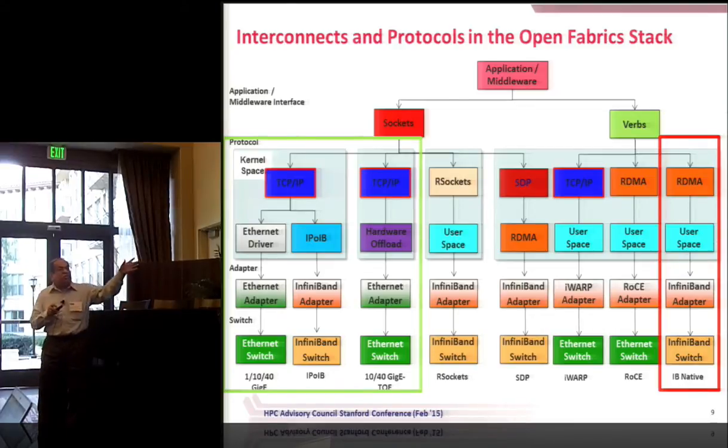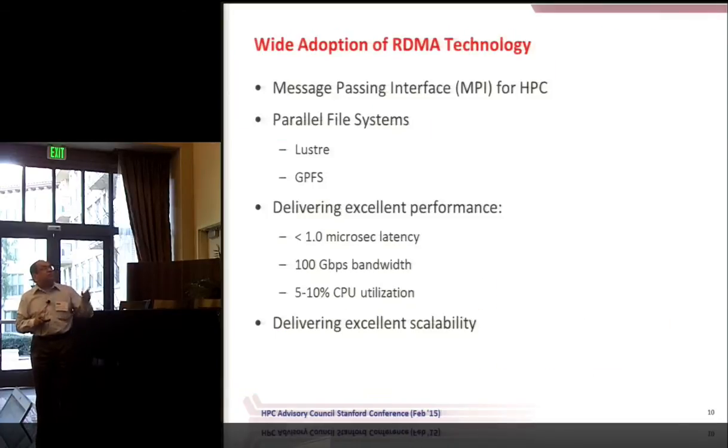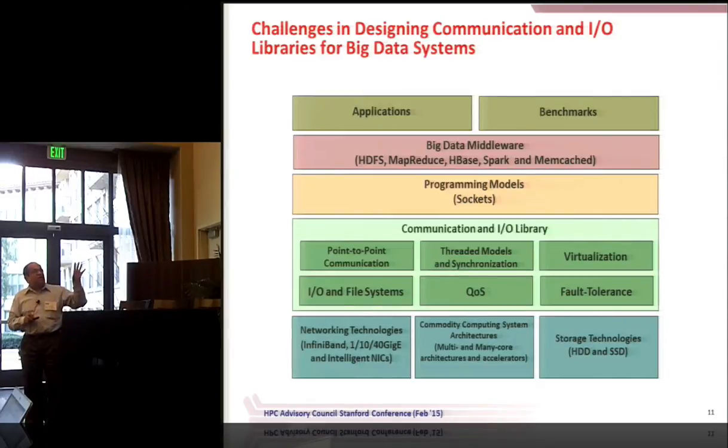So that's what I'll try to show. Our approach is to move from this side to this side for these big data middleware. And this is just the fact, like you can see the RDMA technology has been widely adopted, not only for MPI, but for all these parallel file systems. We are getting all these less than 1 microsecond latency, 100 gigabits per second bandwidth, 5 to 10% CPU utilization, and also excellent scalability.